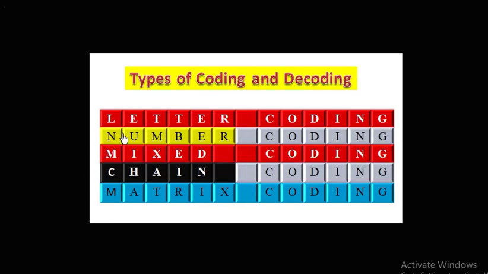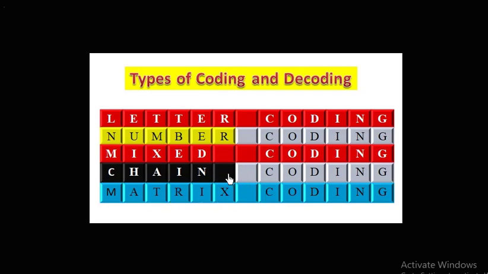This is Rakesh. Today we are going to learn about the topic reasoning, which is useful for all the competitive examinations. In reasoning, the topic is coding and decoding. Let us see what the types of coding and decoding are. There are a total of 5 types: one is letter coding, second is number coding, and then mixed coding, chain coding, and matrix coding.